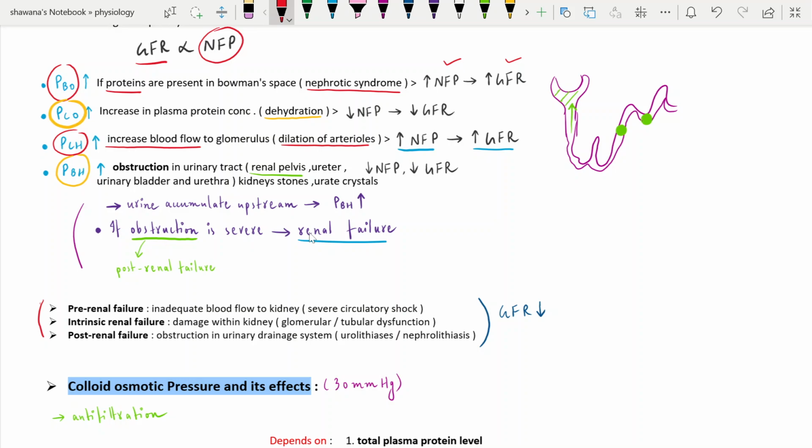Intrinsic renal failure means that something is happening inside the kidney. The damage is within the kidney, for example, glomerular or tubular dysfunctions. And post-renal failure is the obstruction in the urinary system. As we have discussed, that obstruction leads to urine buildup upstream, and it can affect the filtration rate. These three are the types of renal failure, and all three lead to a decrease in GFR.